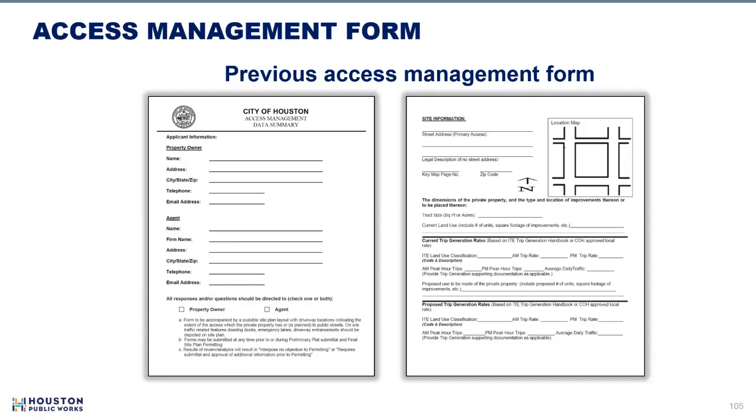The final change we made this year to Chapter 15 is the access management form. The previous access management form you see in front of you is kind of outdated. We went through a very long review of this form. We went back and looked at what people are actually submitting and what we actually needed. We also went to other cities to see what other cities were using.